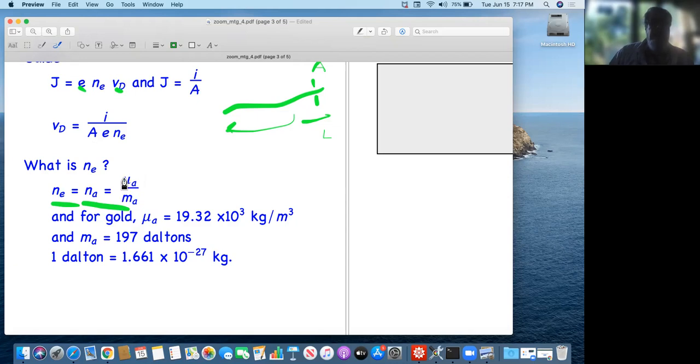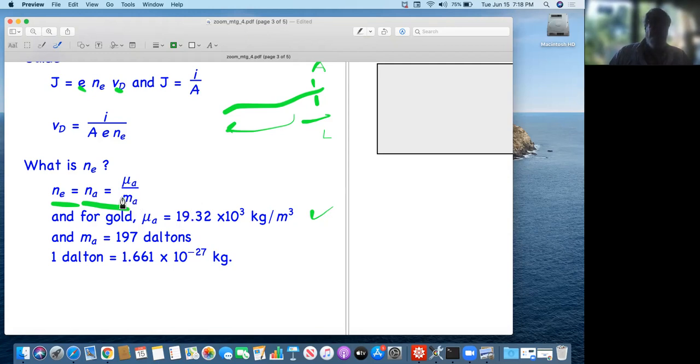Now you have to look up, maybe do a Google search or something like that, to find out what's the density of gold. If you do a Google search for density of gold, you'll find 19.32 grams per cubic centimeter, or times 1,000 kilograms per cubic meter. So that's the density of gold. Gold has a rather high density. The density of water is 1,000 kilograms per cubic meter. Density of gold is 19.5 times larger.